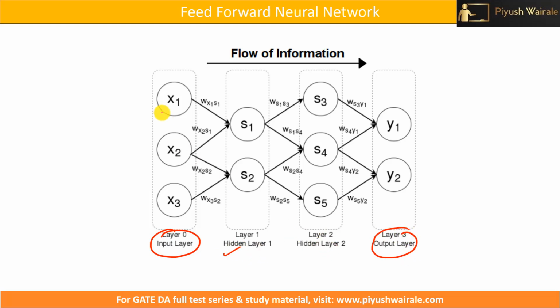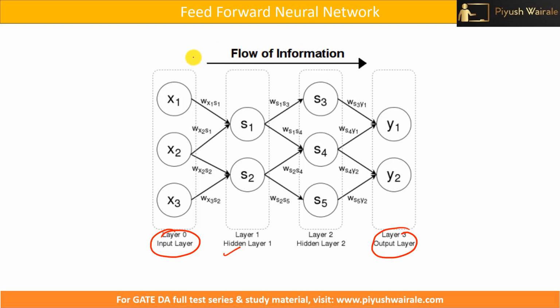Here you can see the input layer is considered as x1, x2, x3, right? The output of this particular neuron is given as an input to the next neuron, that is, the next layer. In this way, this neural network will work. And this is the simple architecture of a neural network. And here you can see the flow of information.